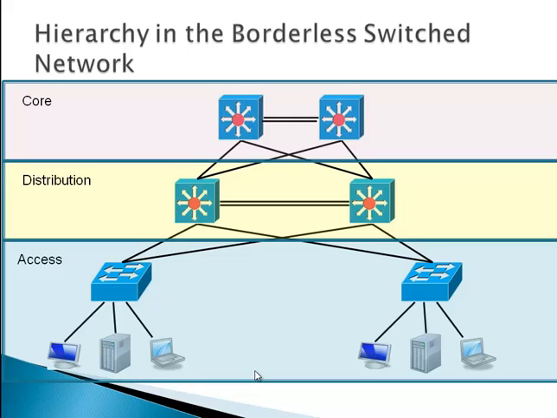Now some companies can't implement 3 layers because maybe it's too expensive. So what they can do is something called collapsed layers, collapsing 2 layers. They will still have the access layer like we always do, but the core and distribution layers will be in only 1 layer. So core and distribution will be just 1 layer. So it's a 2-layer hierarchy.